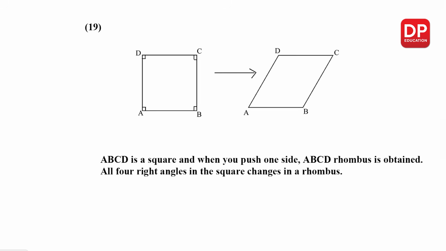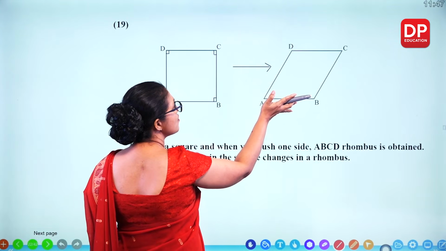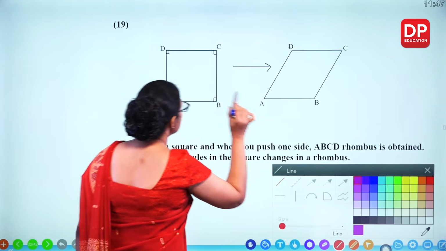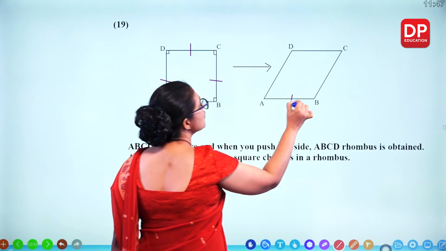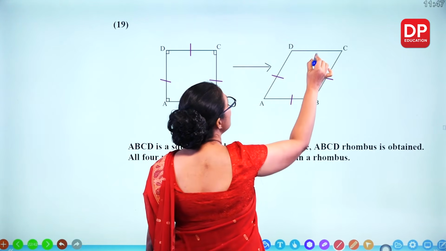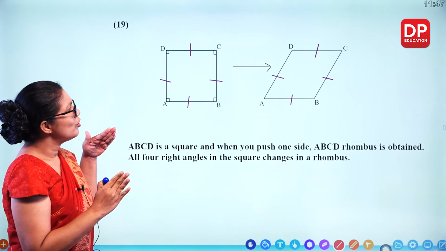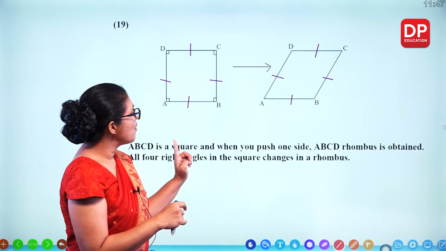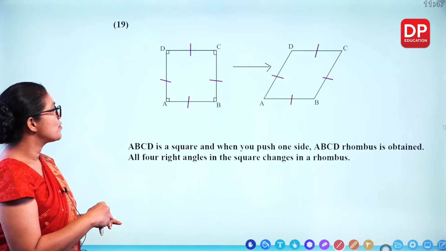Look at this one. This is a square and this is a rhombus. So what happens there? Lengths are equal. Here also lengths are equal. When you give a push to the square, it becomes a rhombus. So ABCD is a square, and when you push one side, rhombus ABCD is obtained.